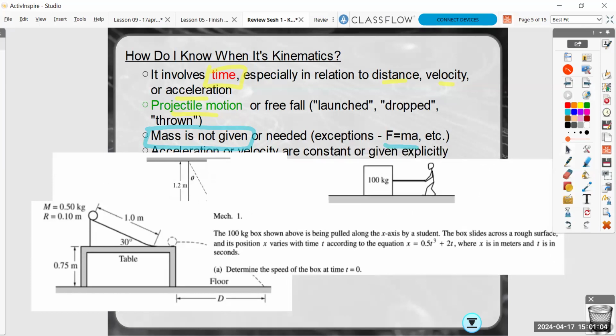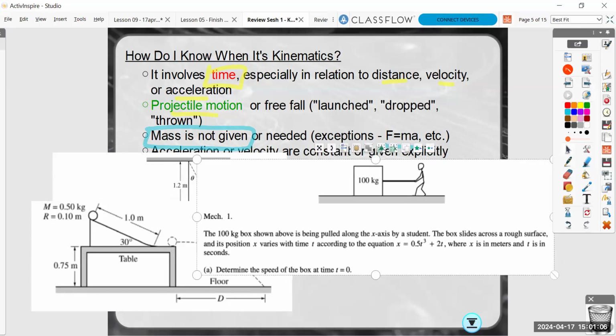Here we've got a 100-kilogram box pulled along the x-axis. The box slides across a rough surface, and they give you a position function. Hey, here's another clue that it might be a kinematics equation. They give you position as a function of time, right? They're asking you for the speed of the box. Oh, we should probably go ahead and take some derivatives, right? So these are 3 examples of past FRQs that used kinematics as a big part of it.